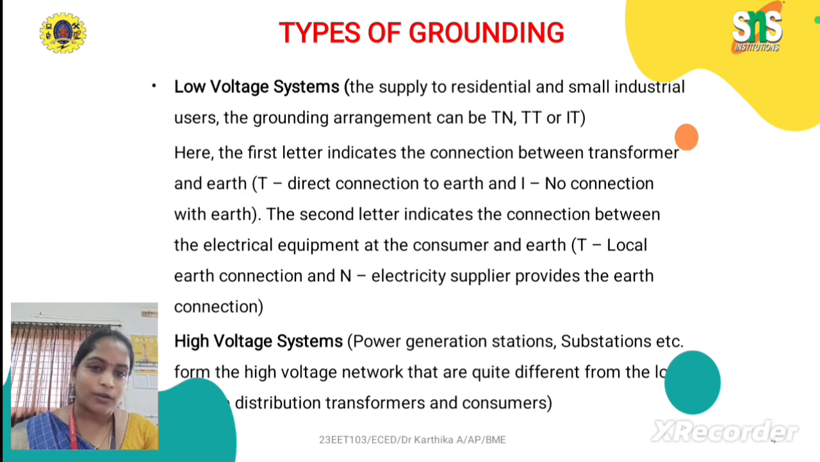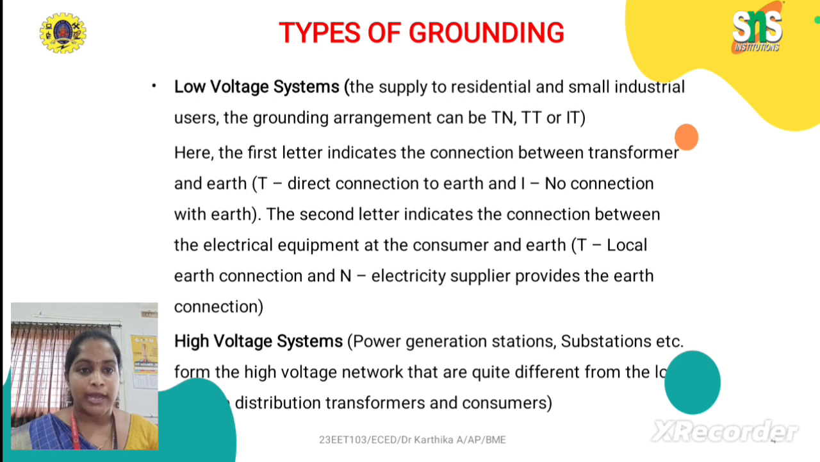Types of grounding: we have two types, low voltage systems and high voltage systems. Here we have grounding arrangements like TN, TT or IT. The first letter indicates the connection between the transformer and earth. The second letter indicates the connection between the electrical equipment at the consumer and earth. In the first letter, T means direct connection to earth and I means no connection with earth. In the second letter, T means local earth connection and N means the electricity supplier provides the earth connection.